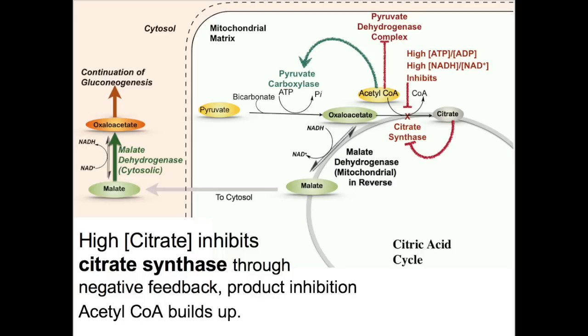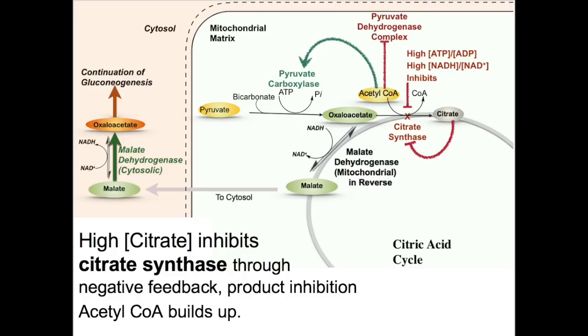Because the rate of citrate synthase has decreased, acetyl-CoA is in a traffic jam, and it will tend to build up. This buildup of acetyl-CoA, in turn, affects other enzymes. High concentrations of acetyl-CoA will inhibit the pyruvate dehydrogenase complex, and again, this is negative feedback regulation and product inhibition. And so the use of pyruvate to make acetyl-CoA is going to decline. But what do we do with this pyruvate?